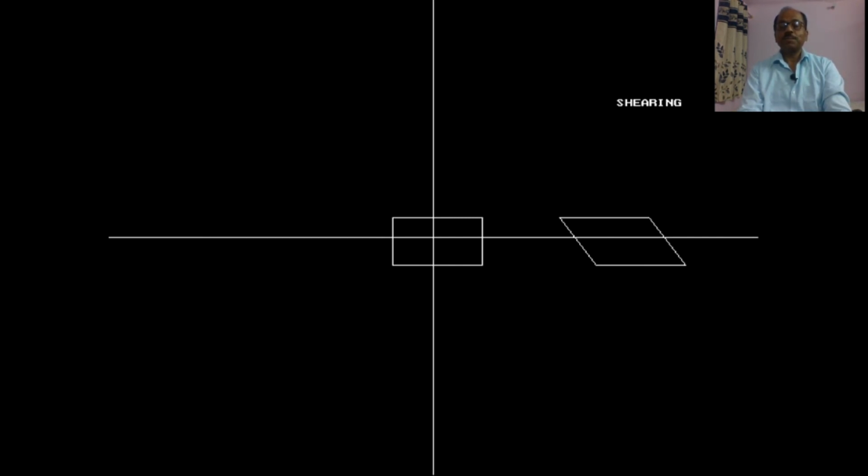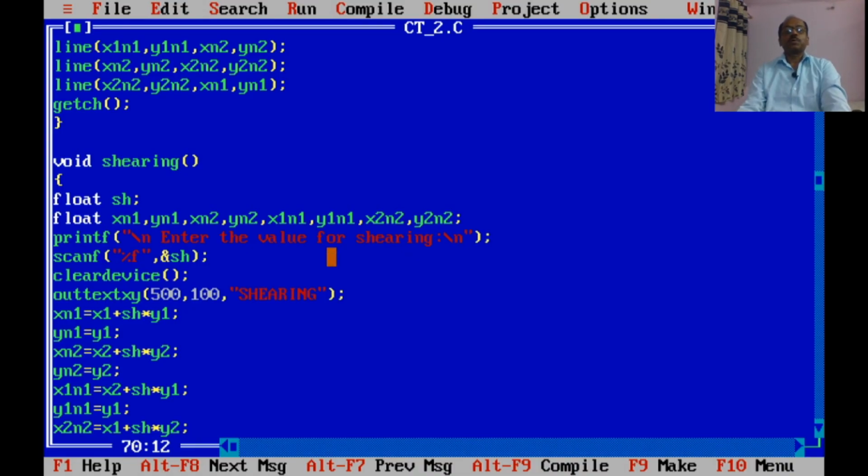Which is clearly visible on the screen. And now you all understood how an object can be translated, I mean shifted from its original location, can be rotated, can be scaled, and can be sheared. So, okay, thank you.